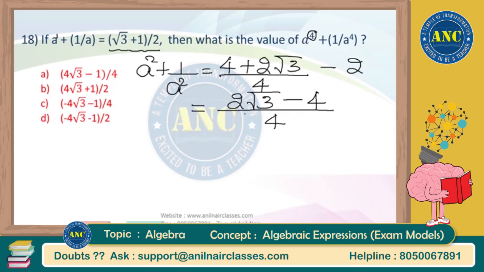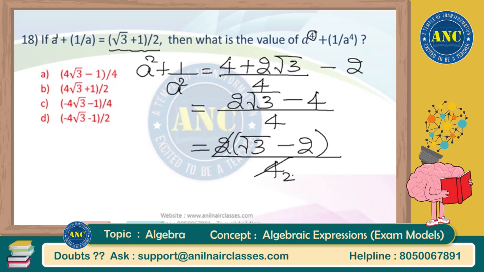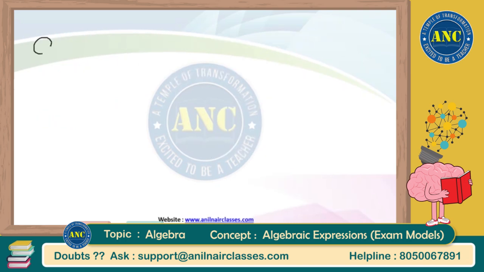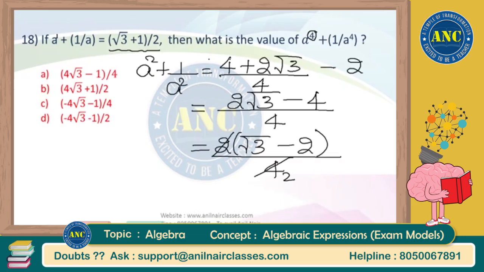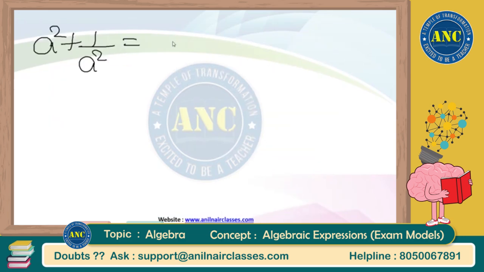Now again take this value, square it, and then again subtract from 2. That's all. You will get a power 4 plus 1 by a power 4. Now if I further simplify this, I can take 2 common factor in the numerator. 2 into root 3 minus 2 whole thing divided by 4. This is 2 into 1, 2 into 2. So a square plus 1 by a square eventually came as root 3 minus 2 by 2, right?